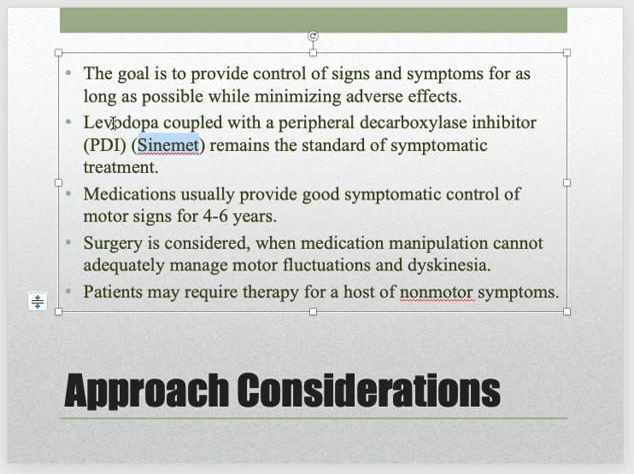Okay. So what we give is levodopa coupled with a peripheral decarboxylase inhibitor, which is carbidopa. Medication usually provides good symptomatic control of motor signs for 4 to 6 years. And if things cannot be controlled by medication, then we go on to surgery.